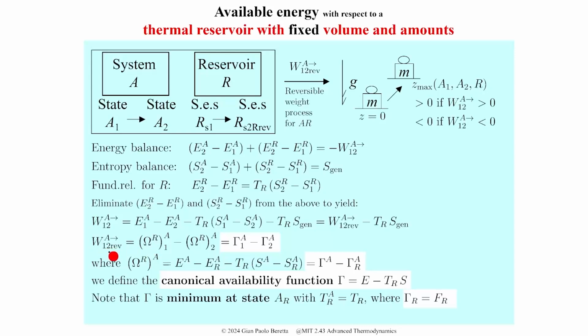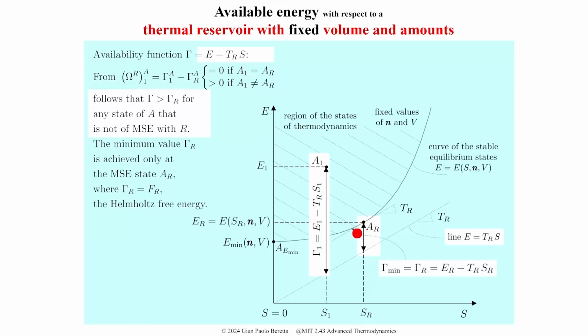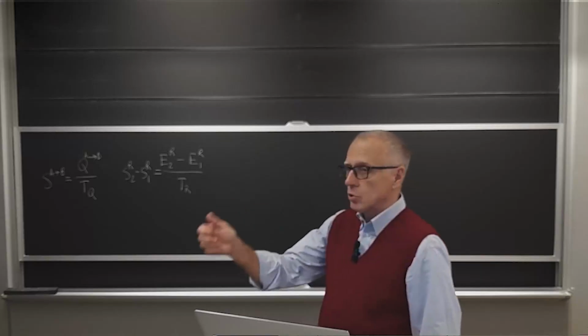Now the maximum, the reversible work is the difference between the available energies of the two states of your system. And it's also the difference in this availability function, gamma, that is energy minus entropy multiplied by the temperature of the reservoir, called the canonical availability function. And we have seen that if you try to represent it graphically, it acquires an absolute minimum at the state in which the system is in mutual equilibrium with the reservoir.